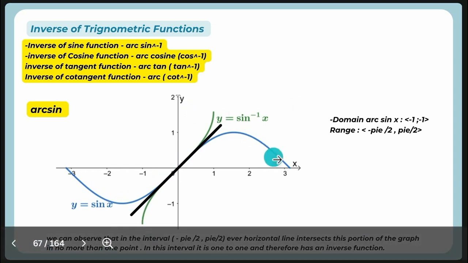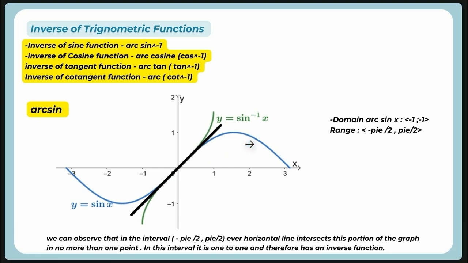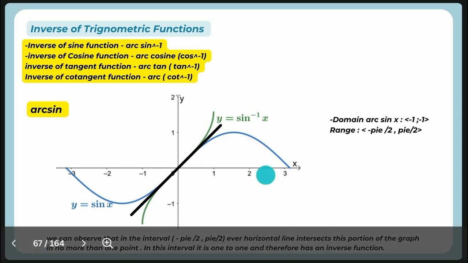So if you have the sine, the inverse would look like this. This is y equals sine of x, and the inverse of it would be sine to the power of negative 1 of x. So the domain of arc sine is from negative 1 to 1. Range is negative pi over 2 to pi over 2. So we can observe that in the interval negative pi over 2 to pi over 2, every horizontal line intersects this portion of the graph in no more than 1 point. In this interval, it is 1 to 1 and therefore has an inverse function.